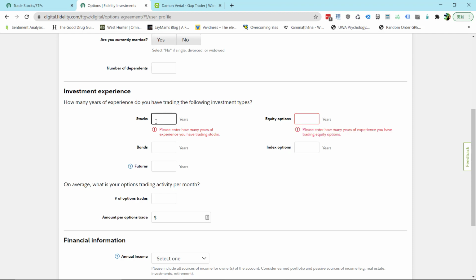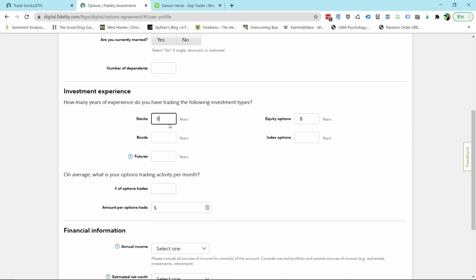Generally, maybe stocks and bonds, this stuff helps, but I don't think it does. I've never really traded stocks, but because I'm trading equity options, I always just put the same in for stocks because you're basically trading stocks. So let's say I have 8 years here. I would also put 8 years here. I don't trade bonds. Index options, I'll trade those same as I do equity options. Futures, I don't trade. And number of options trades, just put how many you expect to trade. I trade maybe 20, I'd say on average I trade 1 per day.